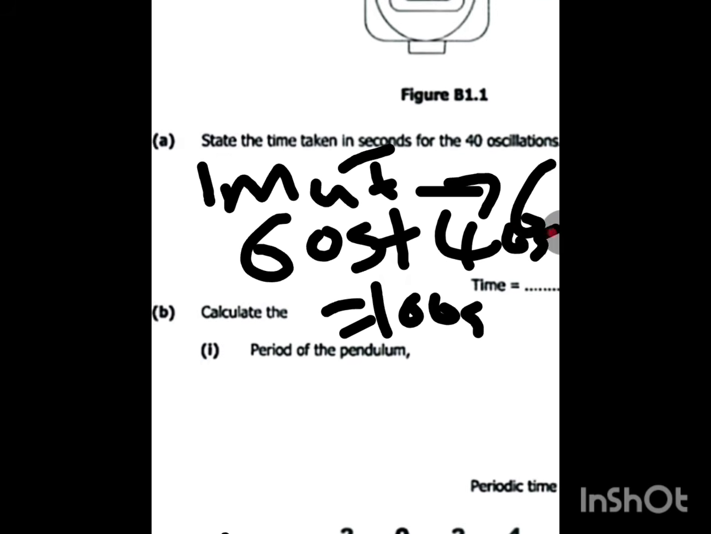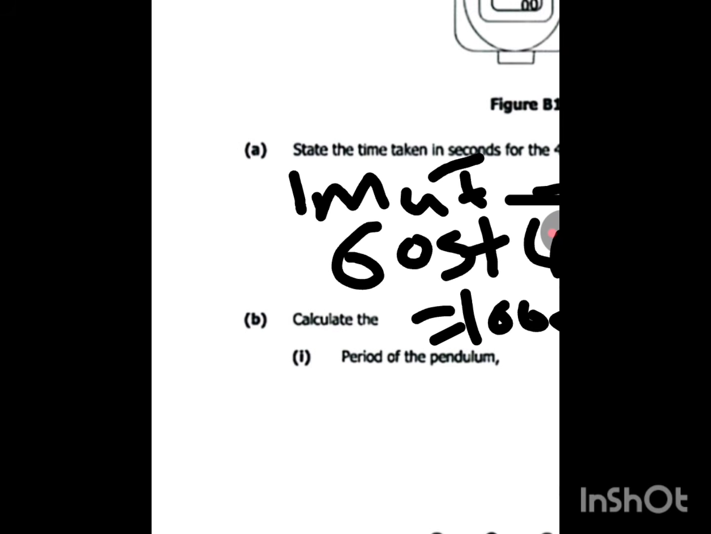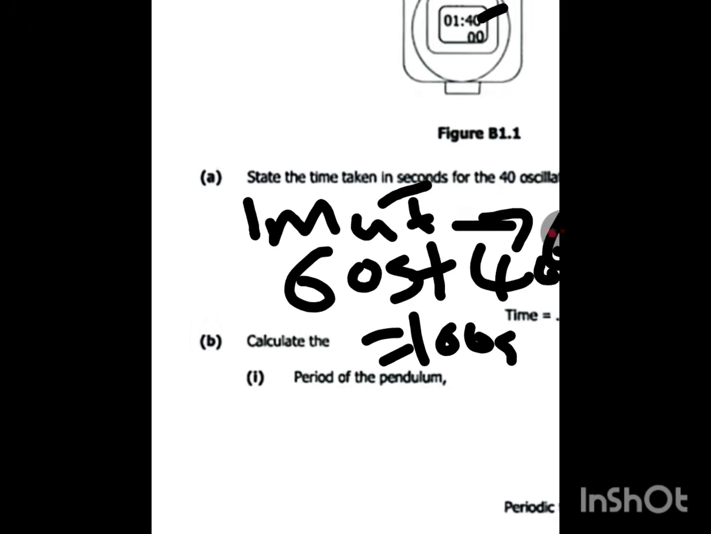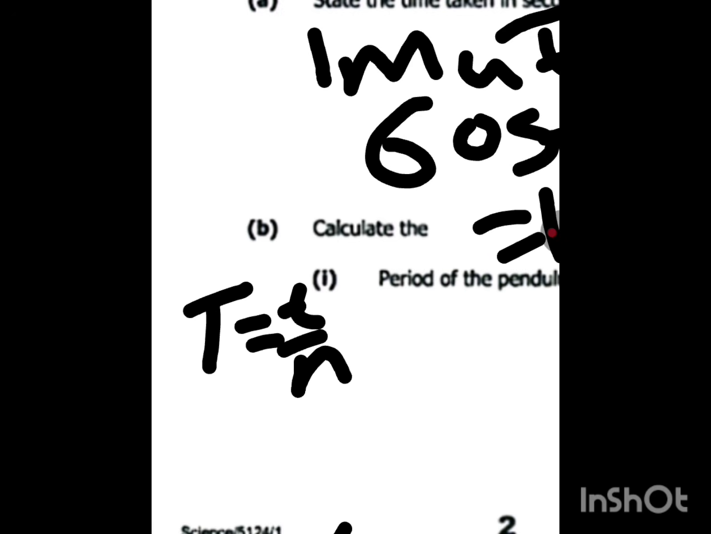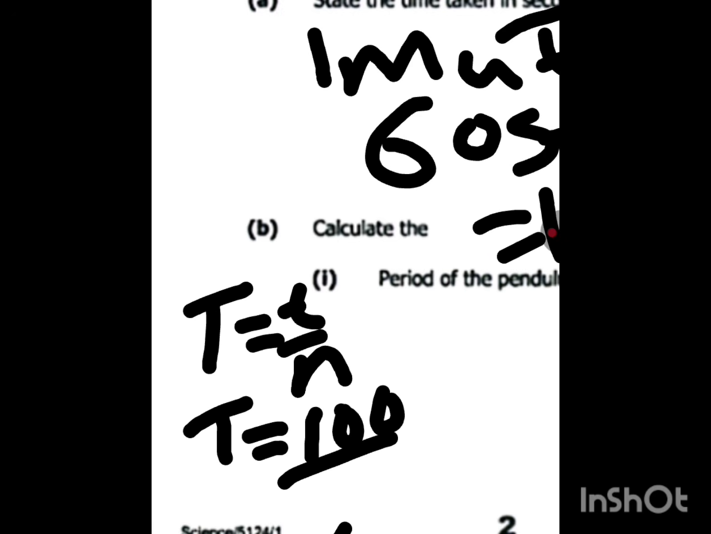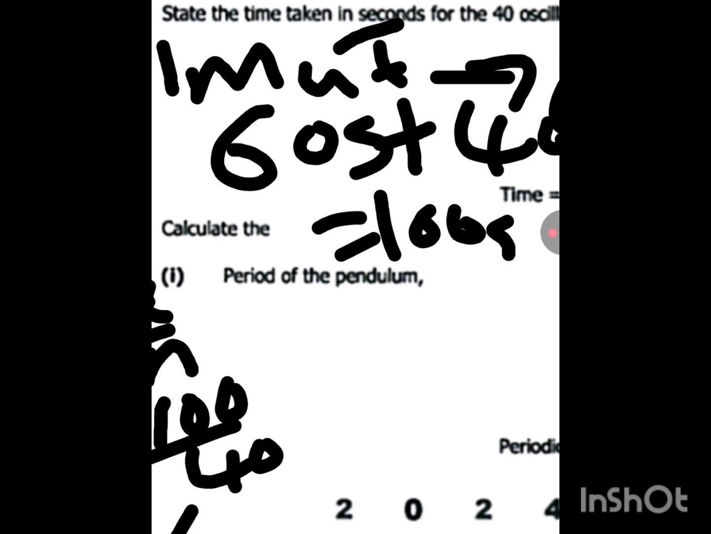So let's proceed to question B1. Calculate the period of the pendulum. We already know the formula for the period of a pendulum. Period of pendulum is equal to time divided by number of oscillations. So the period is equal to the time you have already calculated, which is 100, divided by the number of oscillations, which is 40. So period of pendulum is equal to 100 divided by 40.